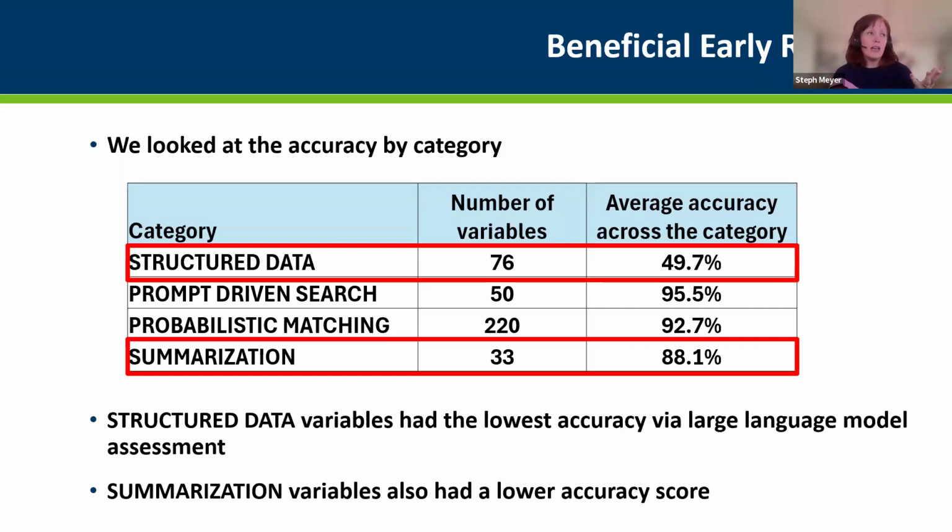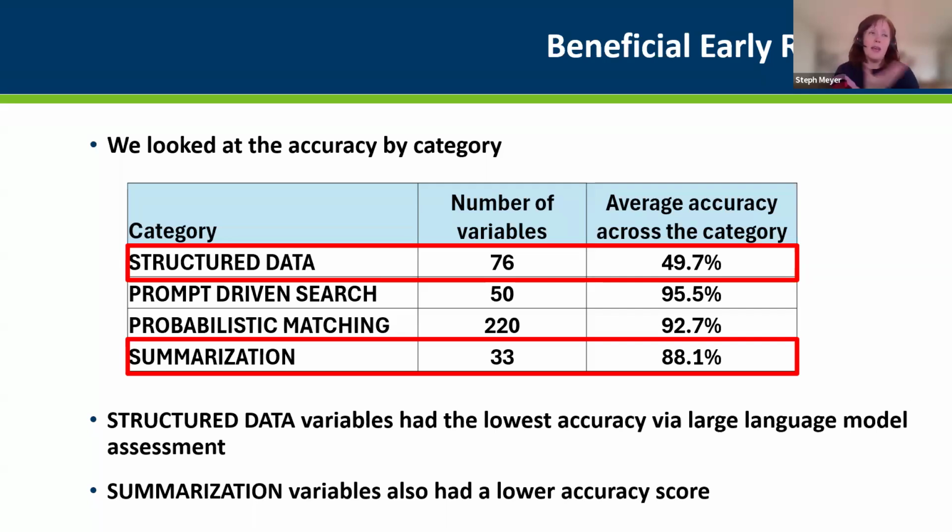So structured data, there were 76 questions that we really thought were more structured answers. And you can see that the average accuracy for those fields was lower. It had the lowest accuracy by large language model assessment. The same was somewhat true, I mean, better percentage, but somewhat true for summarization variables. They also had a lower accuracy score, and that just underscored our desire for some additional review and the need for further processing. But the structured data piece really gave us the indication that our thinking was perhaps right, that standard code might be a better model for those pieces of data.